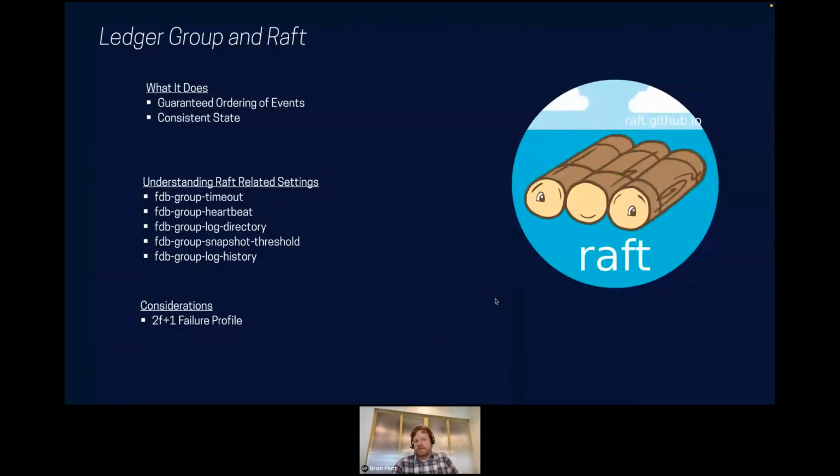The next two settings, group snapshot threshold and log history, are both related. What happens is that as Raft is appending entries to the log, those logs can get really big. So after a certain number of log entries, we create a snapshot and then just build new log entries from there. This specifies how many entries in Raft to create before creating a snapshot. Again, very reasonable defaults here.